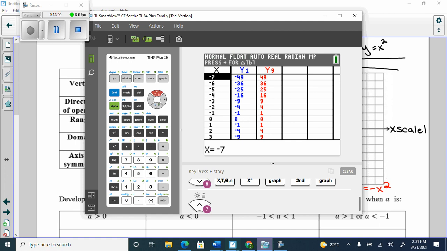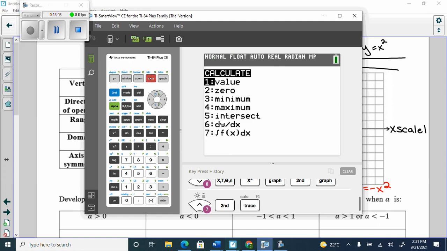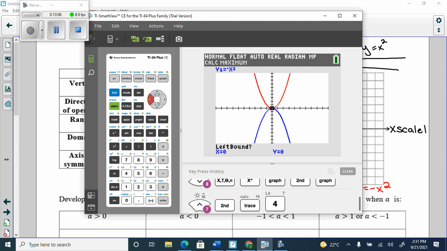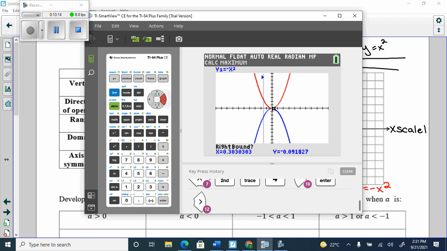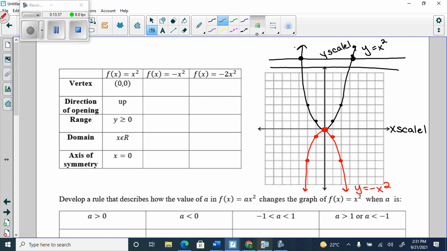So we're going to go second, trace, maximum, which is number 4. And now it says left bound. I need to be on the left side of that. Somewhere, anywhere. Enter. And then right side. Now if you picked minimum instead of maximum, it's going to fight you, because there's no minimum on this one. What does it give me? Some crazy decimal e negative 7, some crazy decimal e negative 14. What did the e negative 7 and the e negative 14 just represent? 0. So isn't that 0, 0, which it certainly looks like it's at 0, 0, doesn't it? This just proved it. So our vertex is at 0, 0.